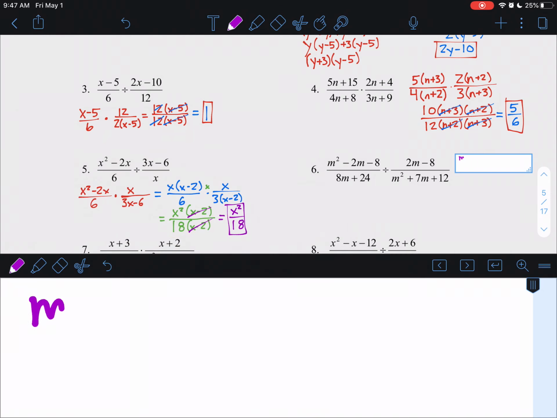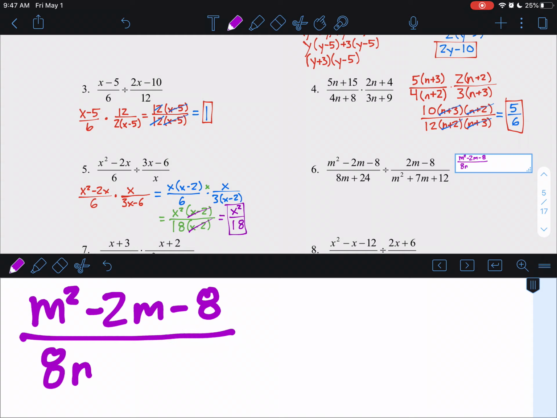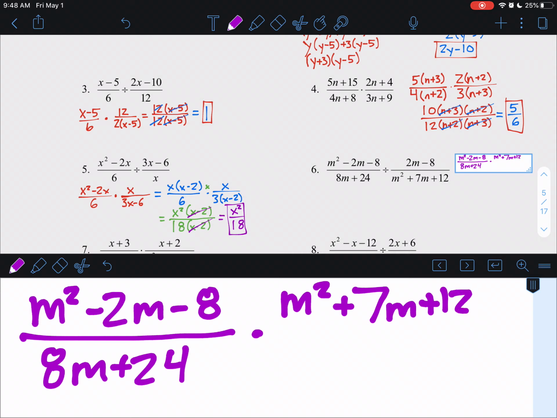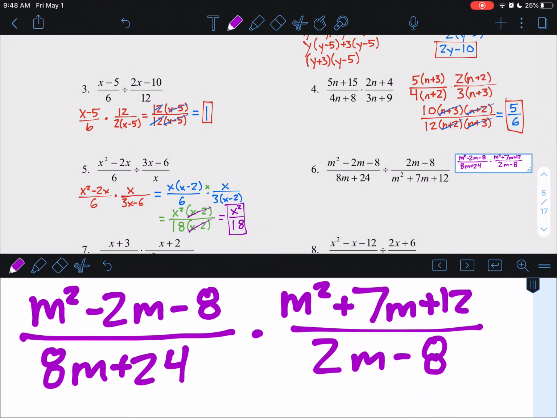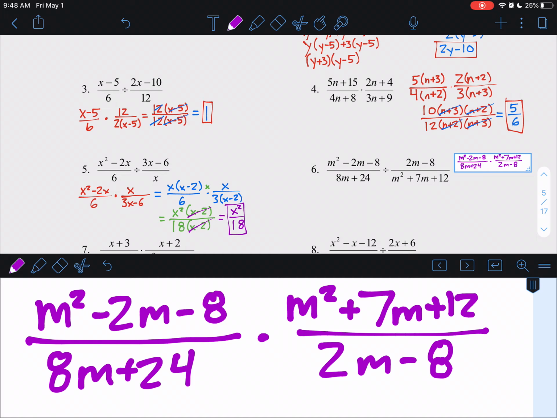So yeah, m squared minus 2m minus 8 over 8m plus 24. Change the operation, so change it from division to multiplication. And I'm left with, in my numerator now, because I flip the second fraction, m squared plus 7m plus 12 over 2m minus 8. All right. Okay, so I see two different quadratics here. And I'm not too keen on working with these quadratics, but I gotta do it.